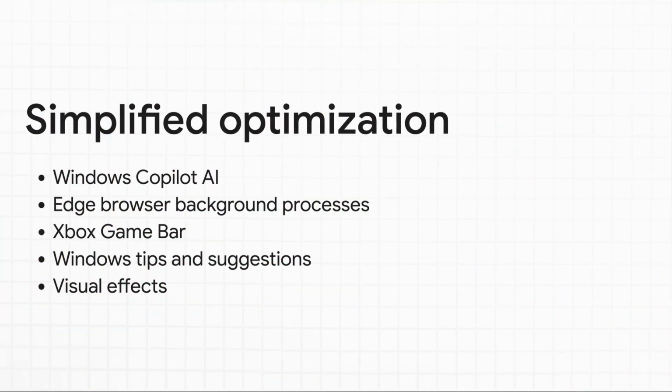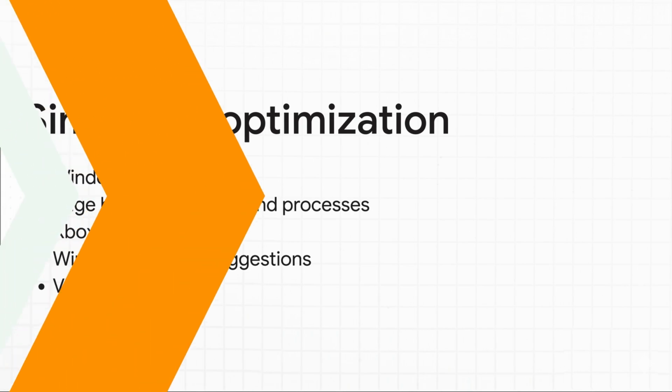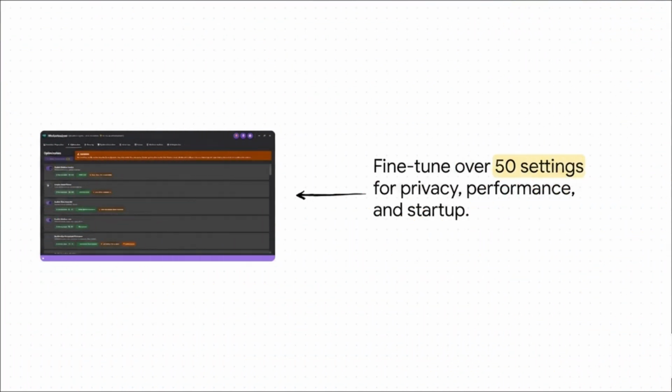In the app, this is the optimization tab. The thing is, there are tons of Windows features running in the background that you might not even know about, and chances are you don't need them at all. But they quietly eat up your memory and processor time. Right here, you can shut them down, one by one with a simple toggle. And what's really impressive here is the variety. You'll find more than 50 settings, covering performance, privacy, and startup processes.